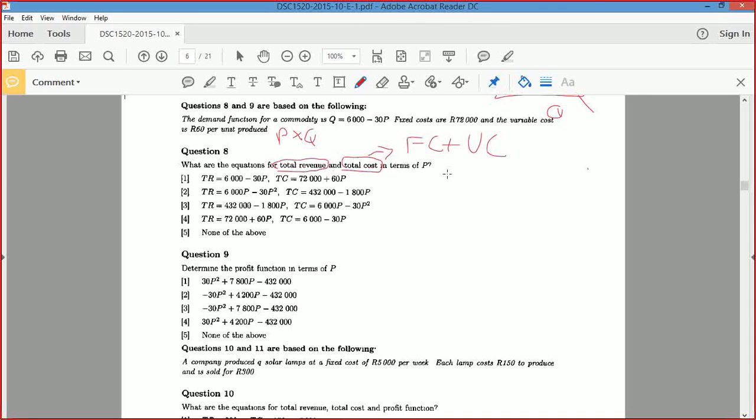Okay, so that's the theory. Now you should be able to get it. What's the equation for total revenue? What's the equation for total cost? Which option is correct? So you can already get rid of 4 and 3. I want the right answer, so you get to the right answer. Fixed cost. Variable cost is 60 per unit. Answer's 1. The answer's not 1. Do it again.